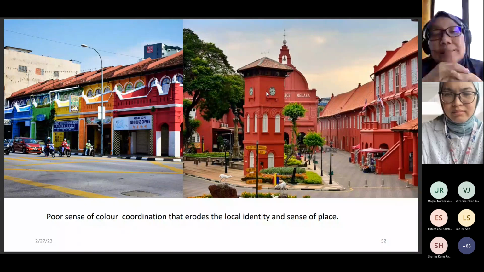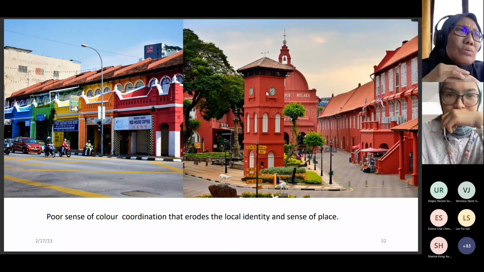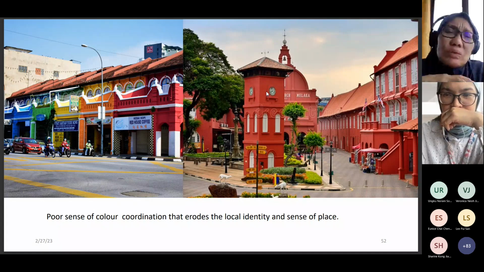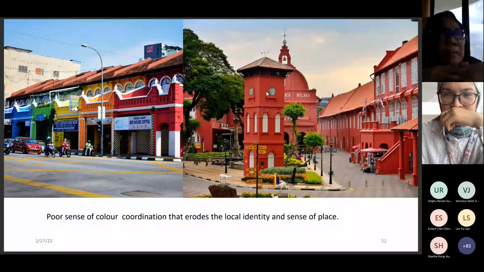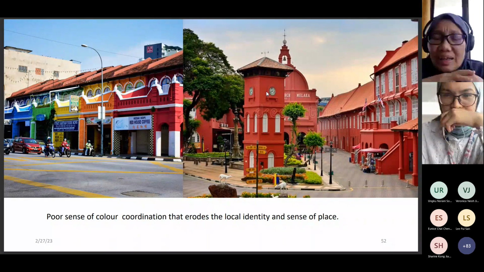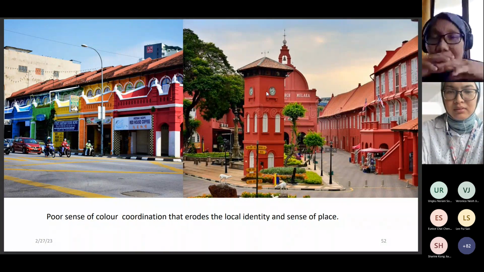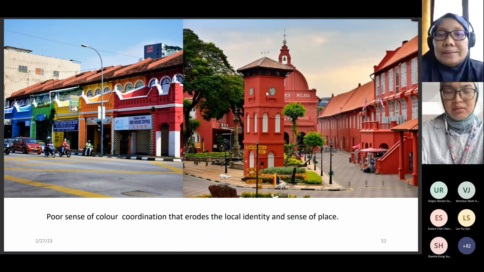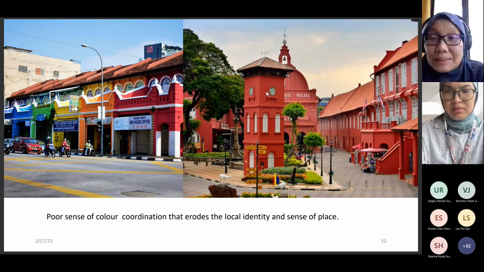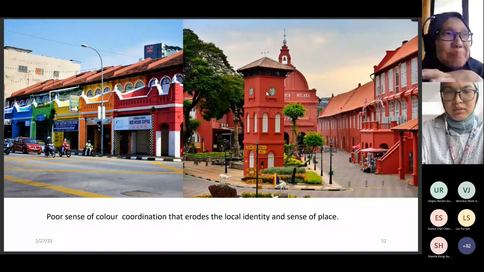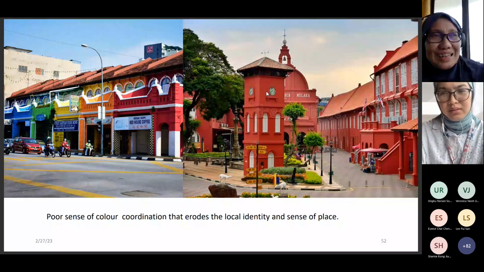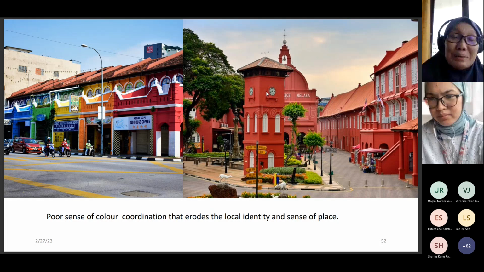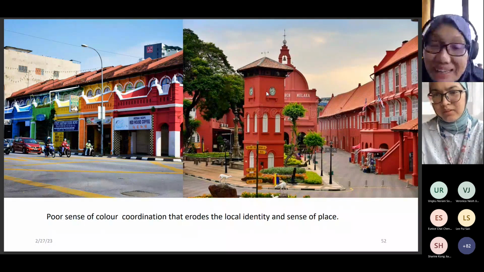Poor sense of color coordination erodes the local identity and sense of place. Maybe they wanted to advertise the paint company, Dulux, ICI and so forth, but you have to have some sense of color coordination. For example, in Malacca, the only building that is originally red is the Christchurch of Malacca. But what happened? Every building surrounding it is being painted red. So I made a joke when I presented a talk in Myanmar. I said, this is a good example of painting the town red, because you got somebody sponsoring the red color and you splash it all over the place.